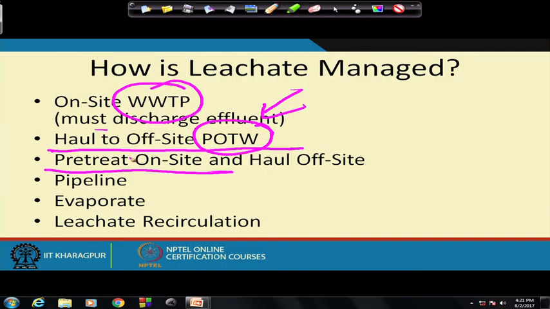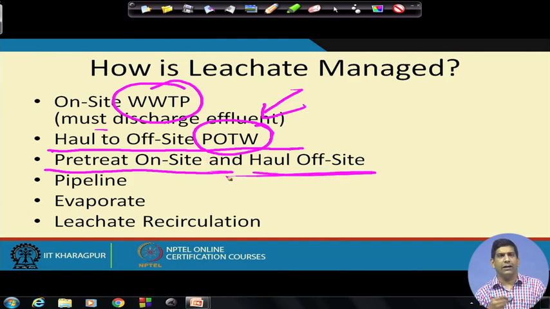But if you think about the leachate, with all the different types of waste being disposed into the landfill, the leachate quality will be much different than typical sewage. So when you mix them together, you may disturb the microbial population at a sewage treatment plant. So you may have to do some sort of pre-treatment upfront, and then you mix it into a wastewater treatment plant. So you do some pre-treatment on site, and then you haul it off site to a publicly owned treatment works. You can use a pipeline to do that.